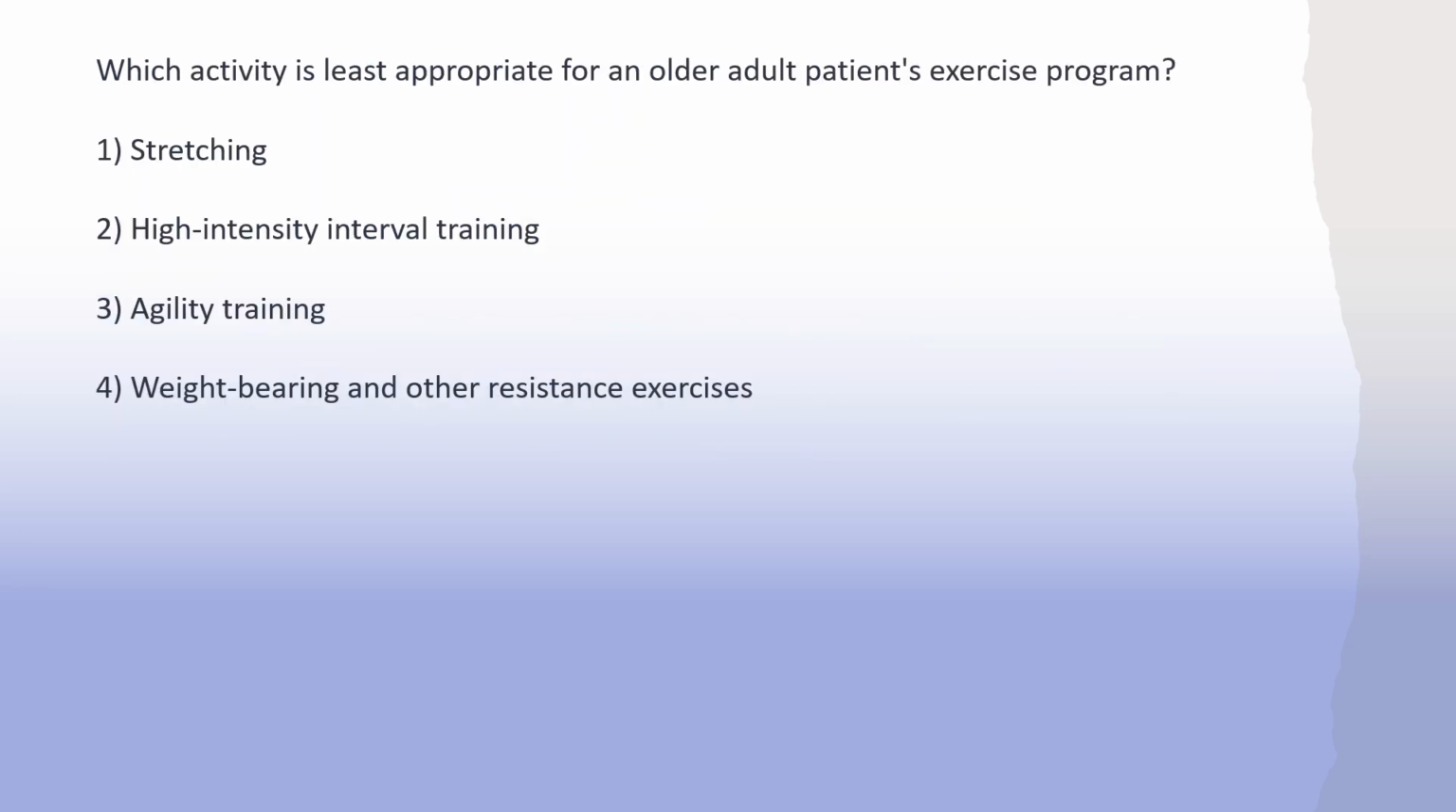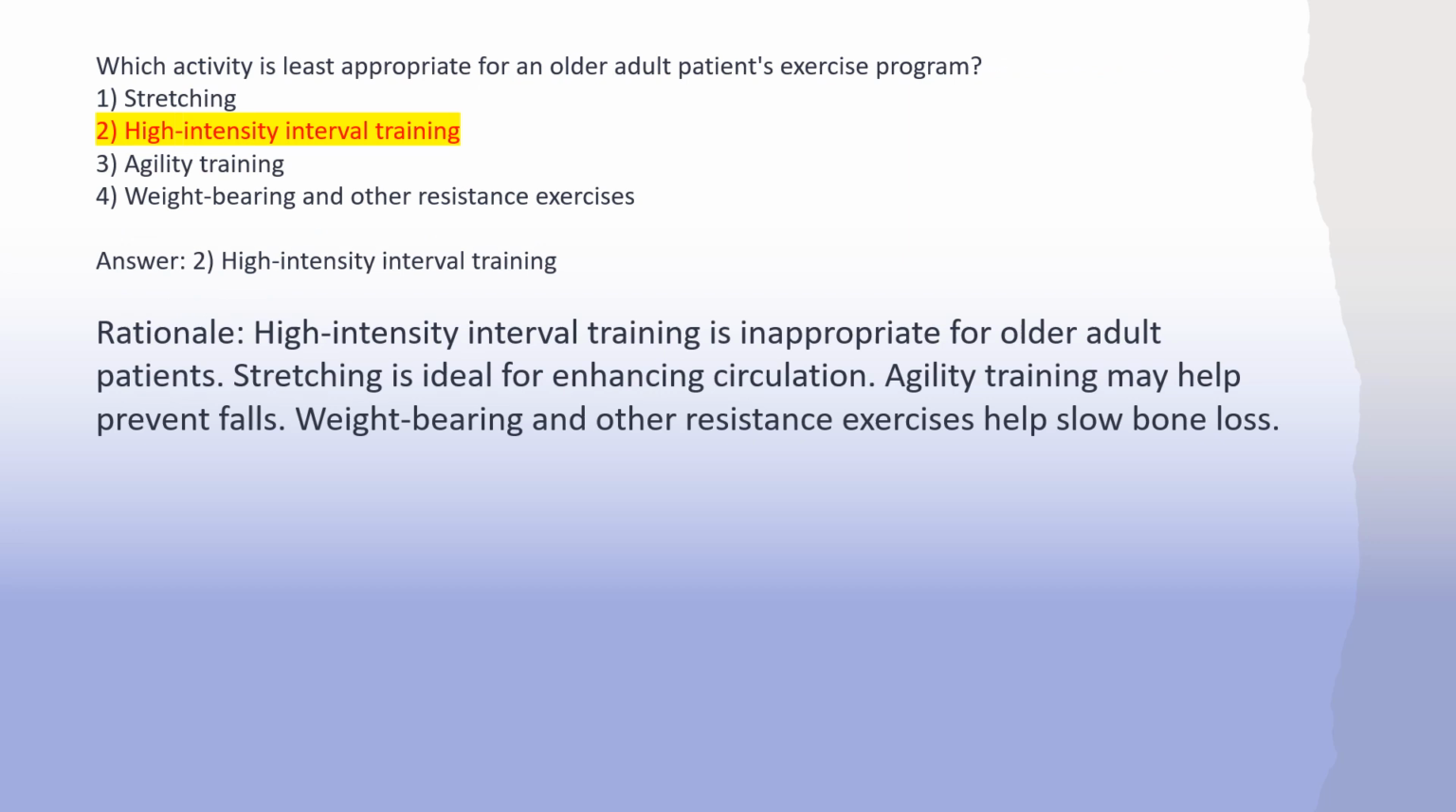Which activity is least appropriate for an older adult patient's exercise program? 1. Stretching. 2. High-intensity interval training. 3. Agility training. 4. Weight-bearing and other resistance exercises. Answer 2. High-intensity interval training. Rationale. High-intensity interval training is inappropriate for older adult patients. Stretching is ideal for enhancing circulation. Agility training may help prevent falls. Weight-bearing and other resistance exercises help slow bone loss.